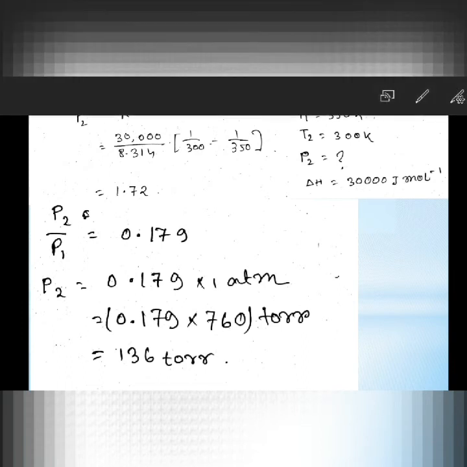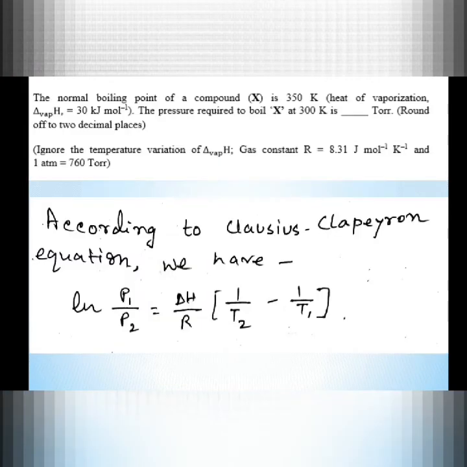Now 1 atm is equal to 760 torr. We have to calculate the value of P2 in the unit of torr. That's why we have to convert the unit from atm to torr. Just multiplying it by 760, we can get P2 is equal to 136 torr. This is the answer. The answer is 136.